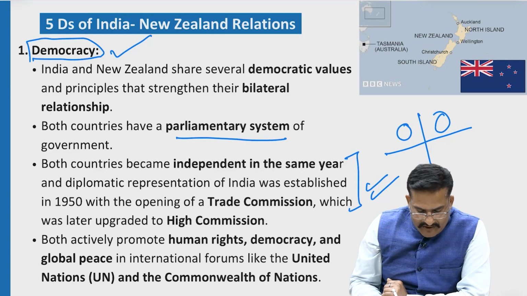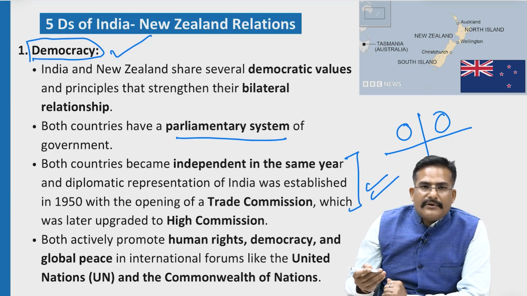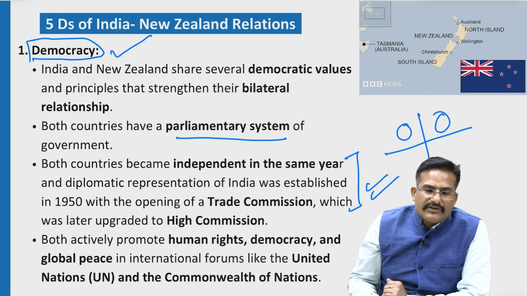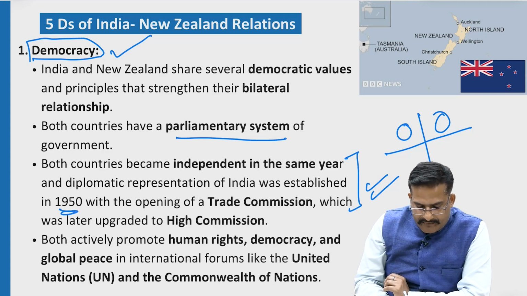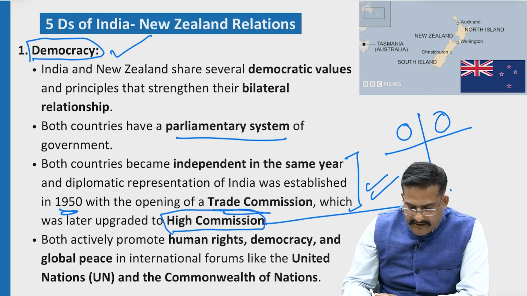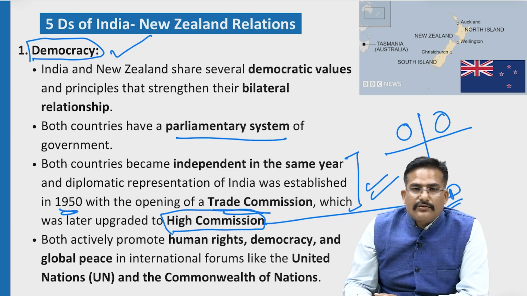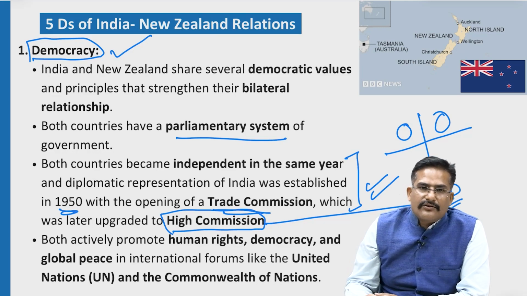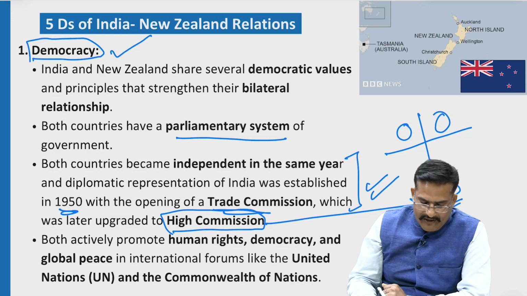We have recognized the relation with New Zealand in the 1950s with the opening of the Trade Commission, which was basically upgraded to the High Commission. Now what is a High Commission? The diplomats in the Commonwealth of Nations are known as High Commissioners, otherwise they are known as ambassadors. That is the differentiation I would like to reiterate, right?